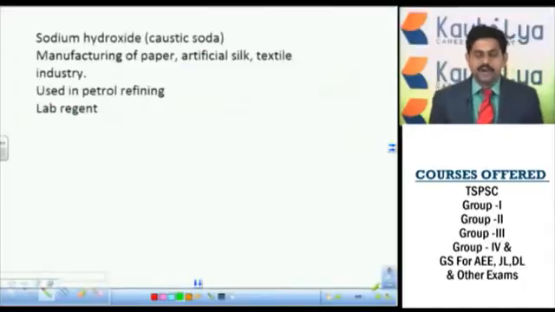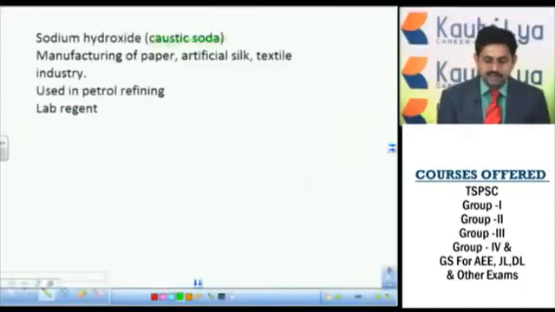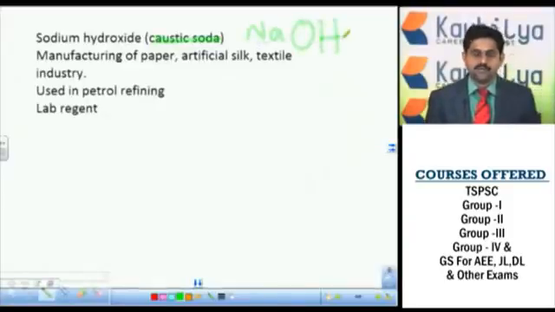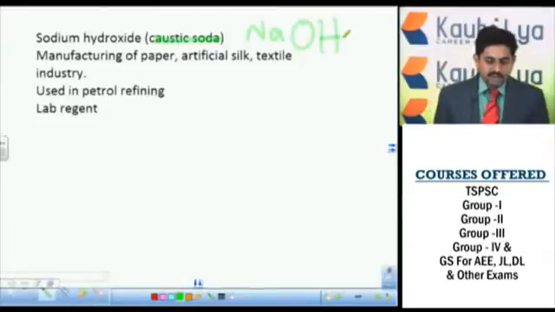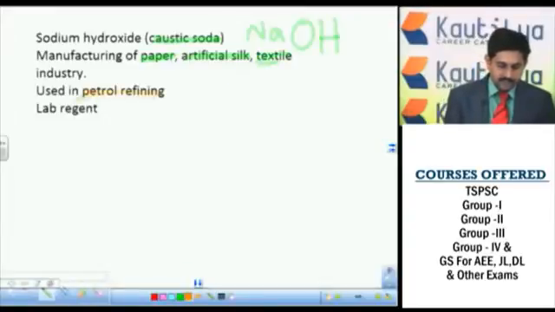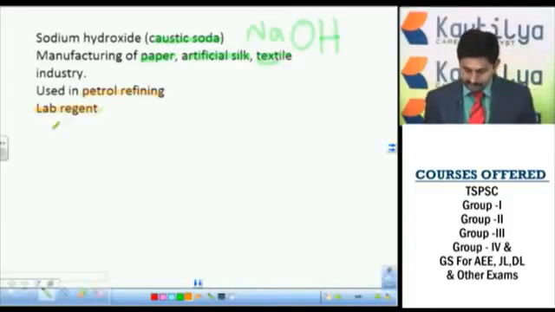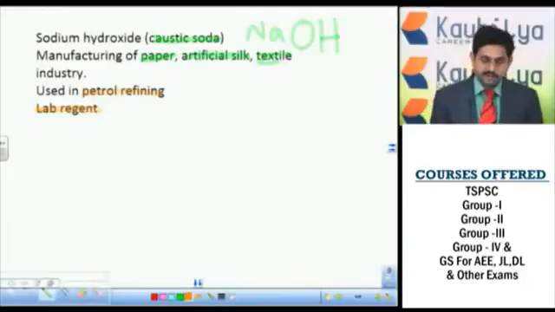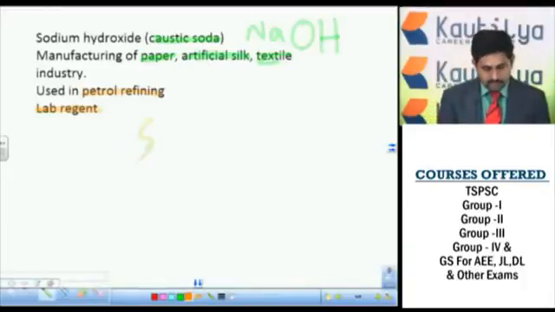Next, sodium hydroxide, it is called caustic soda. Caustic soda, sodium hydroxide, NaOH. This is a salt or compound of the first group element. Okay, so it is useful for the manufacturing of paper, artificial silk and textiles, and it is also used in the textile industry. It is also used in petroleum refining and as one of the lab reagents. And this sodium hydroxide is also useful for the preparation of soaps.